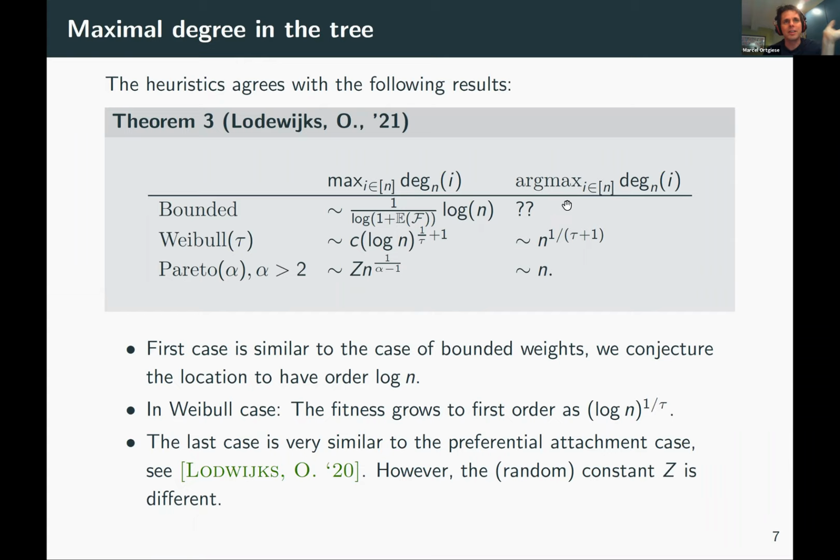Oh yeah, I should say, you want to know where the largest degree vertex comes in. Is it one of the first ones? Is it somewhere in the middle? For the first case, I think Bas has a proof. So it's more than just we think. That should be of order log n, like for the standard model. For the viable case, it's sort of in between. It's not of order n, so it doesn't come in at the end, but it's n to some power smaller than 1, so n to the 1/(tau plus 1). And Pareto, it's of order n, so it's one of the last vertices that comes in.